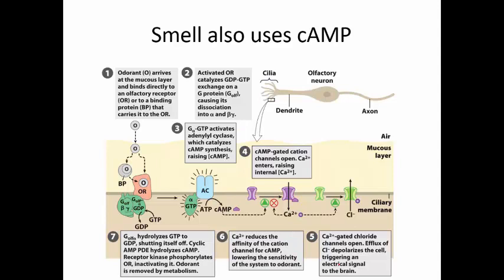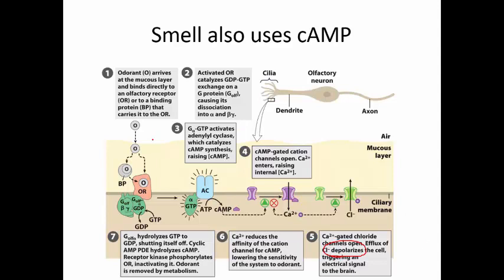It doesn't work through the PKA pathway. So it's a 2-step process. The calcium comes in, and then the calcium opens up the chloride ion channels, which causes chloride to go out, which depolarizes the cell and starts the pathway to, again, the brain.